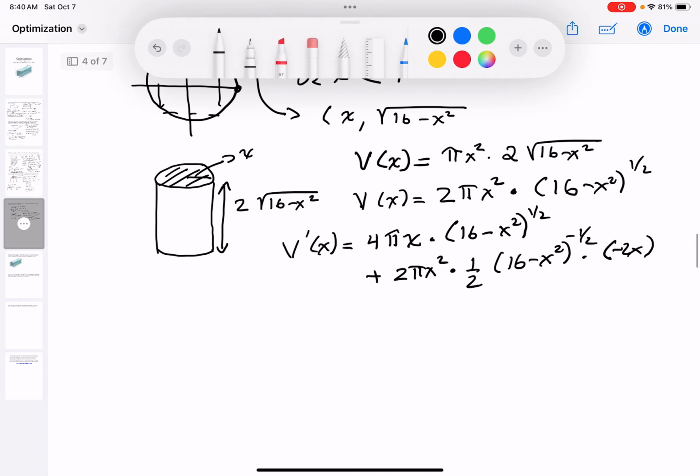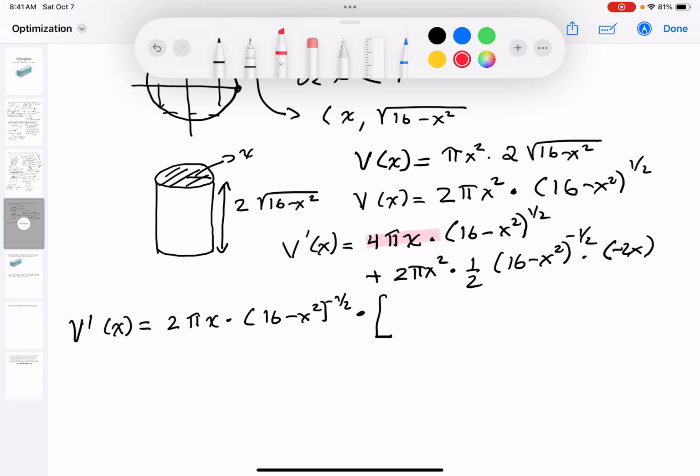I'm going to factor that. And I'm looking at that, and it looks pretty difficult, but I think I can handle it. I'm going to say 2 pi x. We'll talk about this in a moment, by the way. And then I'm going to say 16 minus x squared to the minus 1/2 times, and 1/2 is what we're doing here. We're just doing one term at a time. I want to do this one first. And I factor out 2 pi x, so I'm left with 2. And I'm left with 16 minus x squared to the first power.